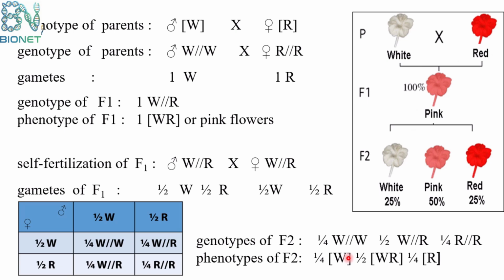So it is not necessary to make a test cross in the case of incomplete dominance to know the genotype of parents. I just say flower of white color, directly the genotype is WW. Flowers of red color, the genotype is RR. Flowers of pink color, the genotype is WR. So the genotypes are clear. We do not have questions about the genotype.